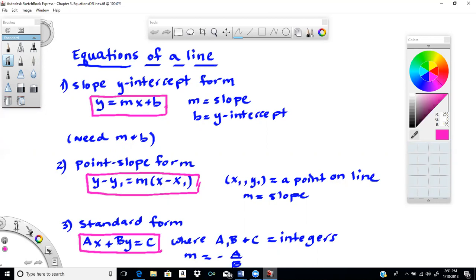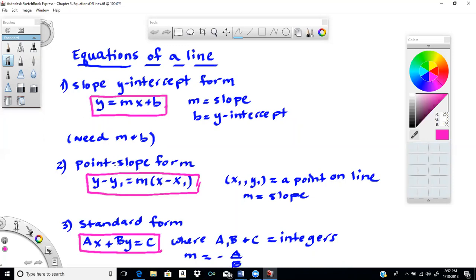How do we find the equation of a line? Now, we're dealing with three forms. We have the slope y-intercept form, which is y equals mx plus b, where m is your slope and b is your y-intercept. So if you are finding the equation of a line, we need to know what the slope is and what the y-intercept is in order to use this one.